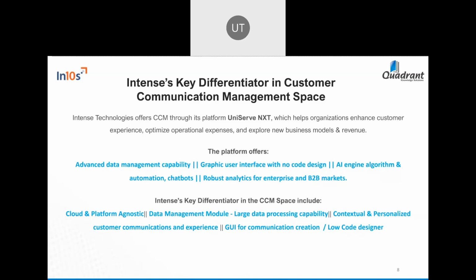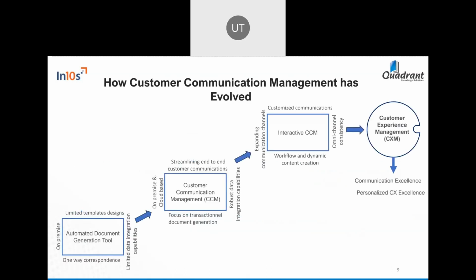So the next set of slides is about how customer communication management has evolved over a period of time, and what the key trends are that end users should be looking forward to. I'll hand it over to my colleague Amandeep to take it forward. Thank you so much, Umang.